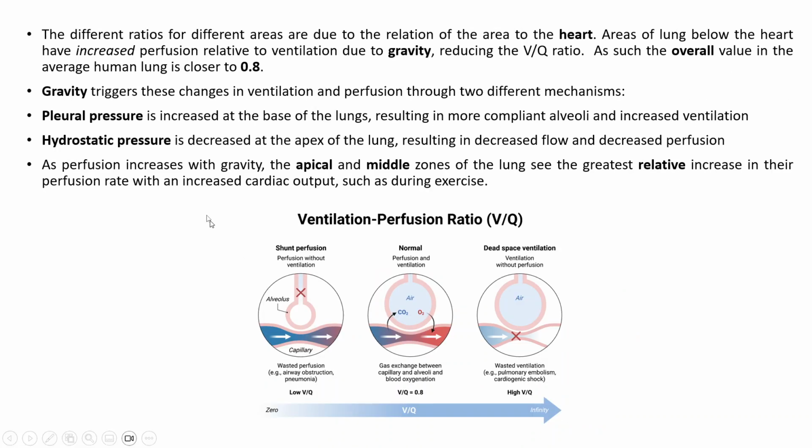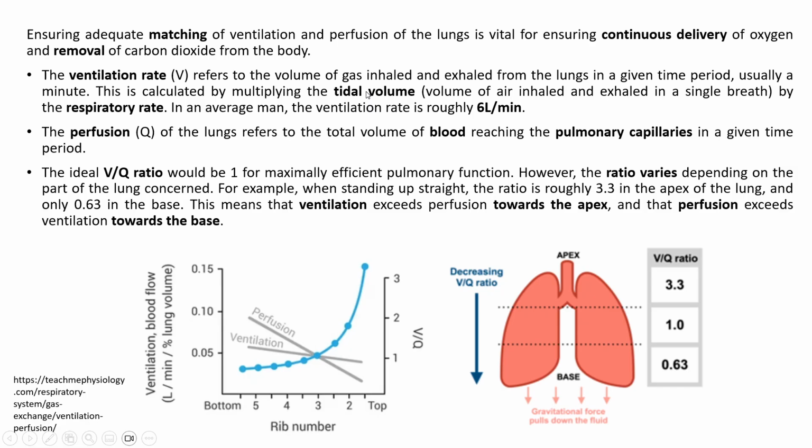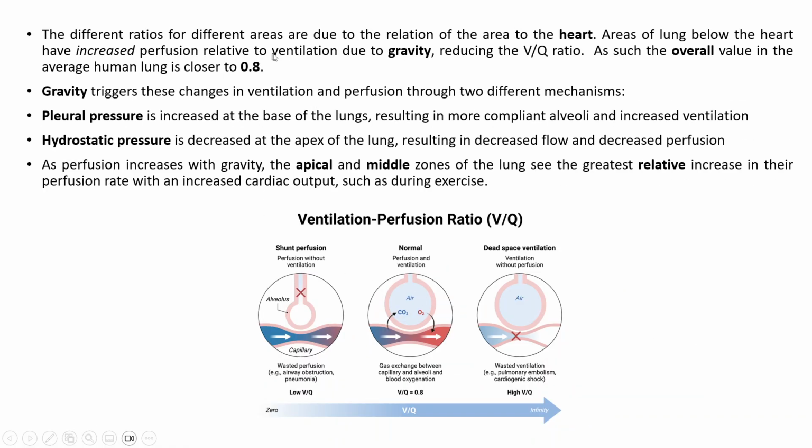To explain this a little more, there are different ratios for different areas because of the relation of the area to the heart as well as because of gravity. The areas of the lung below the heart have increased perfusion, right? So you saw it here. Areas of the lung below the heart have increased perfusion, meaning a lower VQ ratio. This is because of gravity; the fluids are going to be higher in the lower regions. So this reduces the VQ ratio.